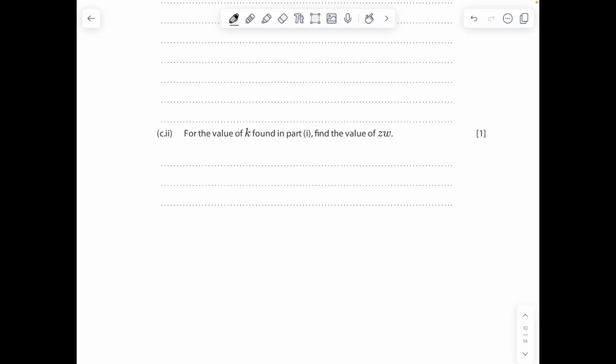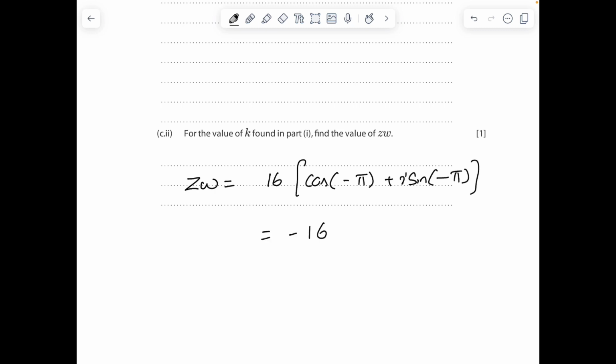Next part C2, for the value of k found in part 1, find the value of z omega. Z omega will equal absolute value 16 cos of, what was that value? Negative pi, plus i sine of, what was the angle? Negative pi. Simplify that, we will be getting negative 16, because sine pi is 0, cos pi is negative 1.